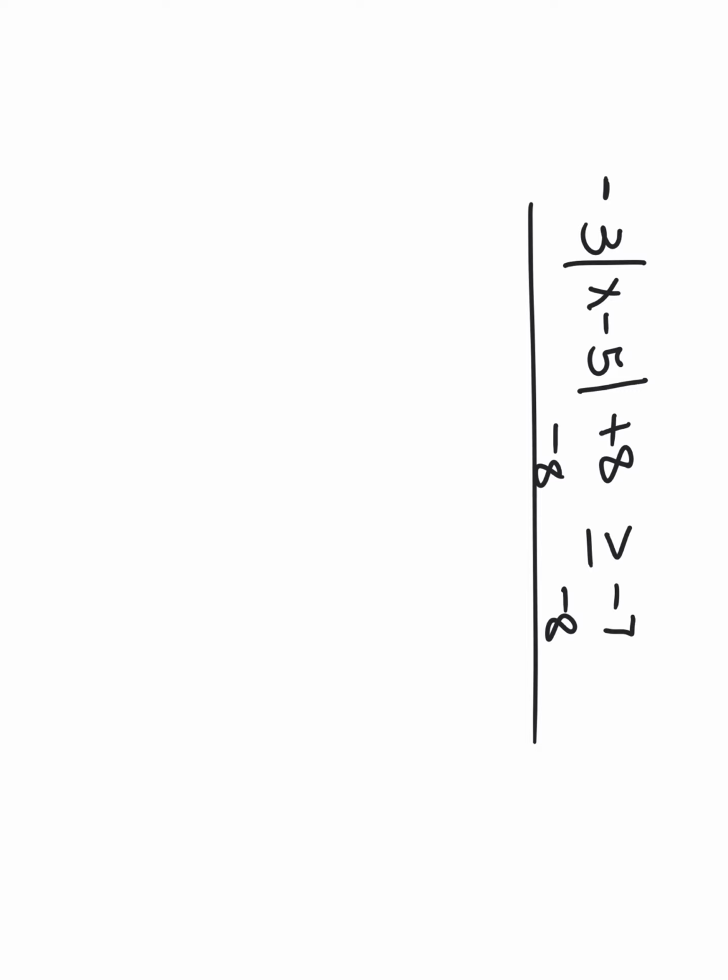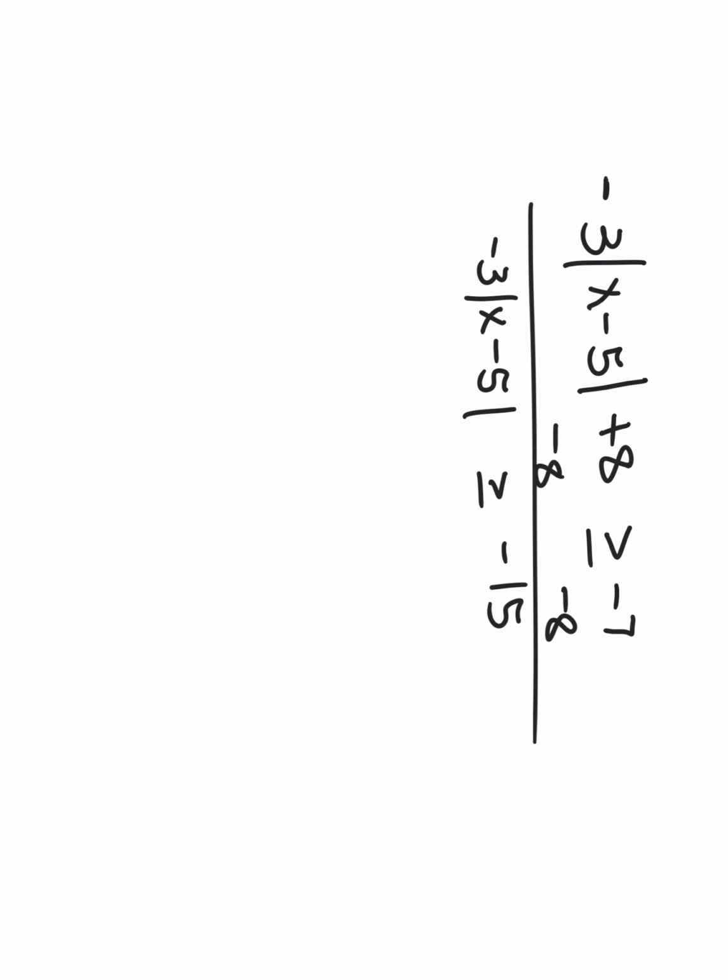All right, when solving an absolute value inequality, the first thing that we have to do is to isolate what's inside the absolute value. Anything that is outside, we must get rid of first. So the first thing I'm going to do is subtract 8. I get negative 3 times the absolute value of x minus 5 is greater than or equal to negative 15.